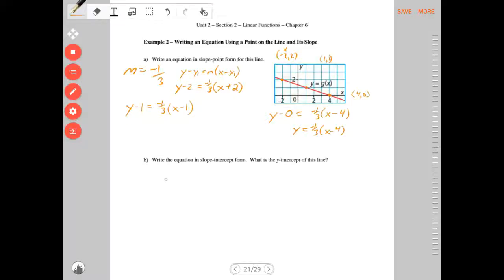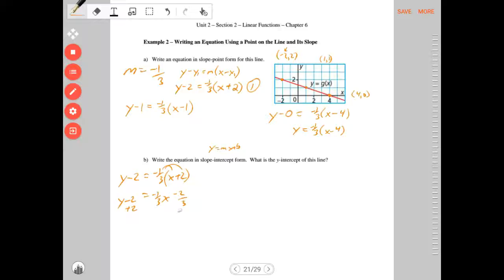Now what I want you to do is write the equation in slope-intercept form, that's the y equals mx plus b form. In order to do that, I need to have y all by itself on one side. Let's call that equation 1: y minus 2 equals -1/3 x plus 2. Let's change that into the right form. First we distribute the -1/3. So -1/3 times x is -1/3 x, and -1/3 times +2 is -2/3. That's still y minus 2.